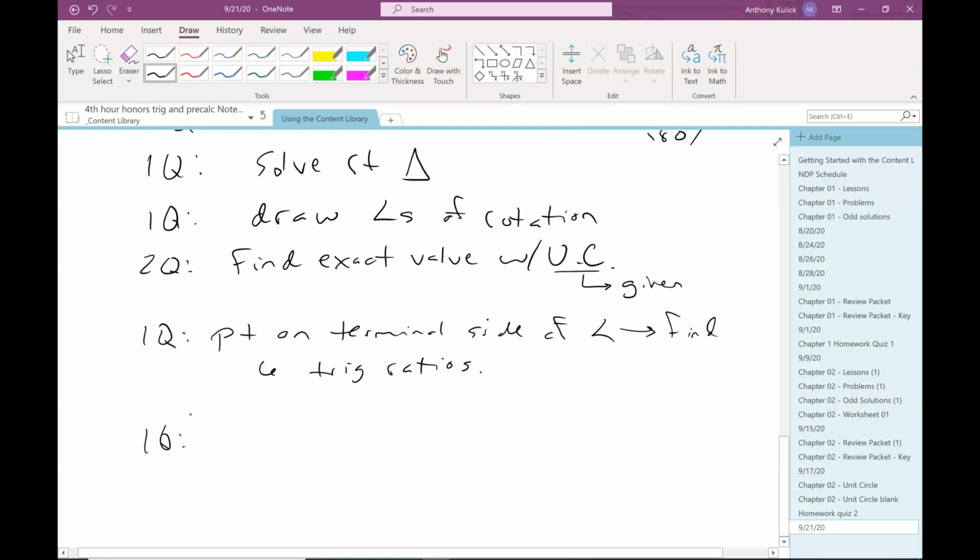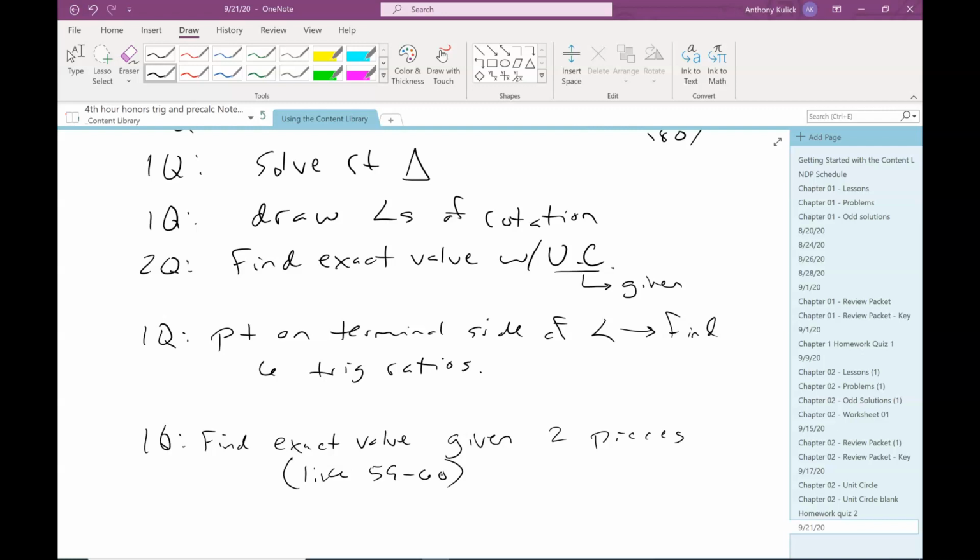And then one question where I ask you to find the exact value given two pieces of information, similar to 59 and 60 from the homework. And that's the test in a nutshell.